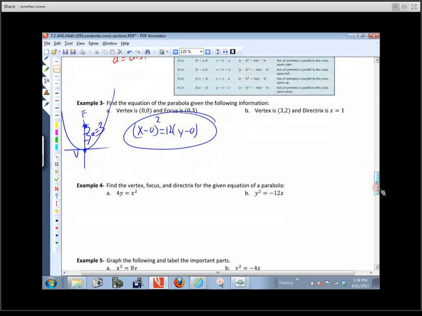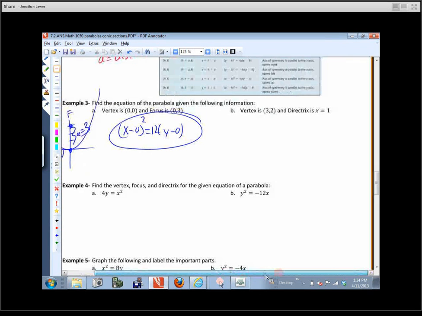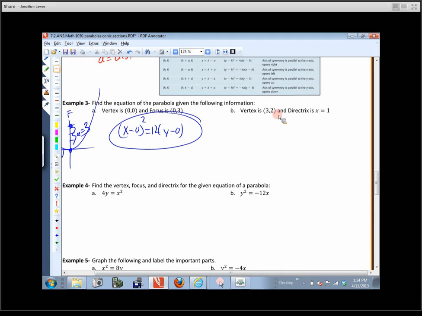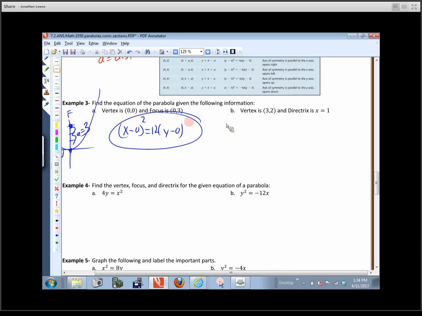Okay, so let's take a look at example B on this one. It says we've got a vertex at (3, 2), and the directrix is x equals 1. So they're giving us the vertex. That's a lot of information right there. We know that with the x is going to be a -3, and with the y is going to be a -2. But let's just sketch this out and see roughly what we're looking at. We've got (3, 2) right here. There's the vertex. And then the directrix is x equals 1. Well, x equals 1 is this line right here.